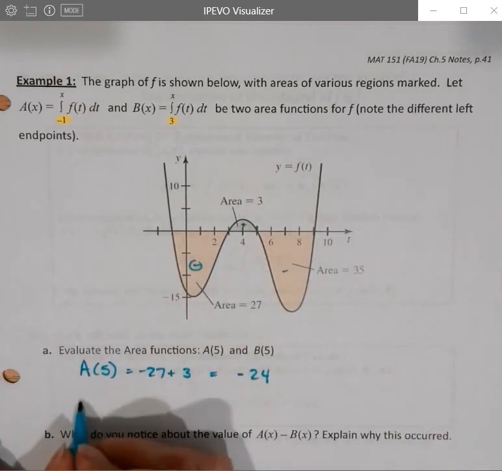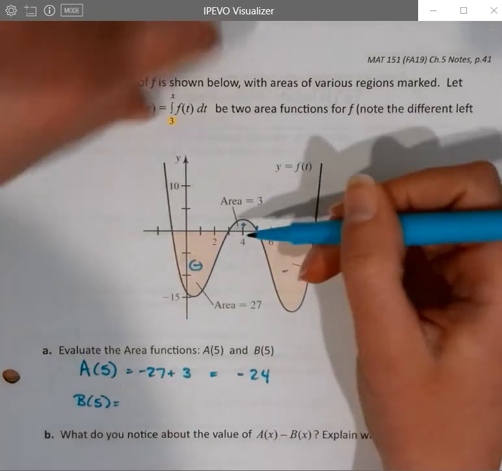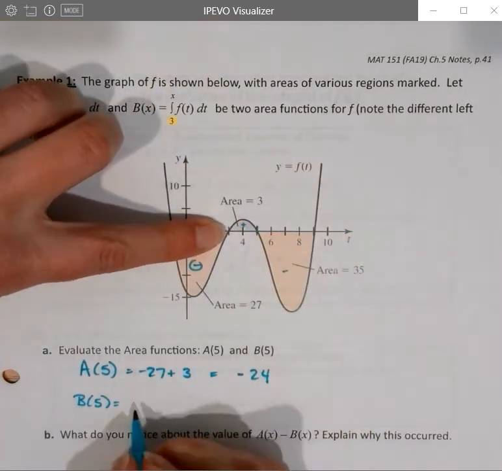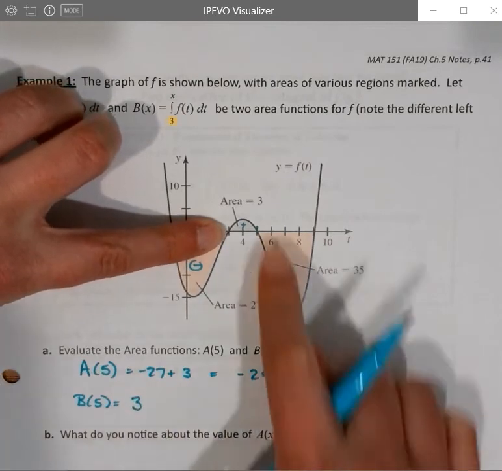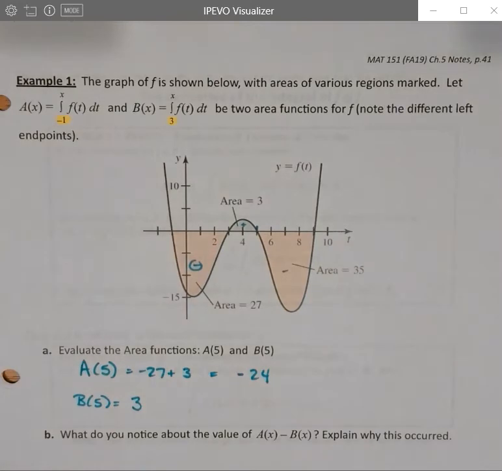Okay. Now B of 5 is the integral from 3 to x, so 3 to 5. So B doesn't start until 3. So if I went from 3 to 5, that's this area, this middle area where the area is 3. So B of 5 is 3 and A of 5 is -24. What do I notice about the value of A of x minus B of x?